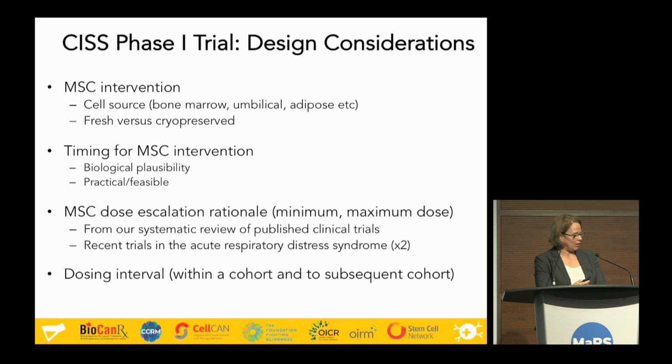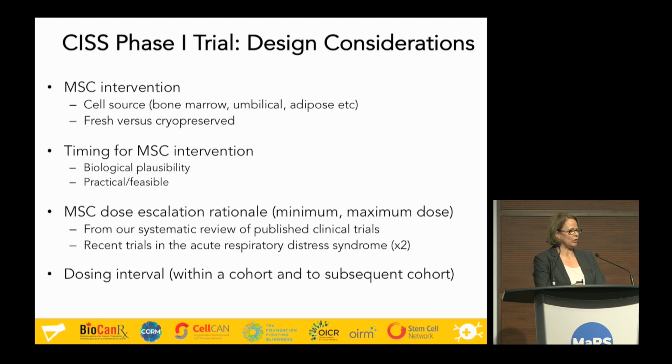But we needed to think about what was our cell source. We went with bone marrow because at the time, bone marrow MSCs, at least for preclinical studies, were the most well-studied cells. And then there was that whole fresh versus cryopreserved question. We went with fresh for the phase 1 trial because at the time there were pretty strong data that suggested that cryopreserved cells didn't work.